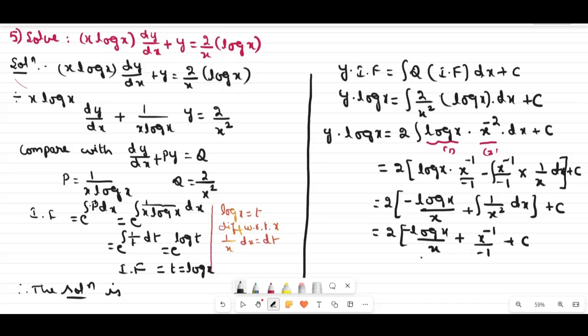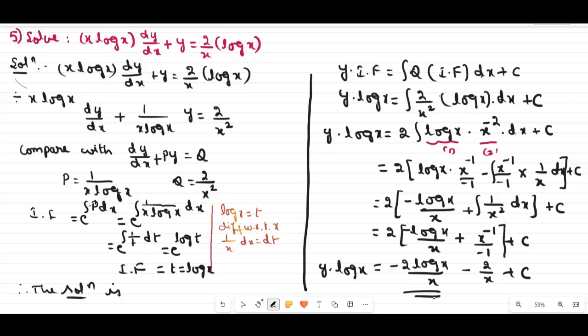After simplifying further, I will take this 2 inside. If you take this 2 inside, it becomes minus 2 log x by x minus 2 by x plus c. What is there on the left hand side? y into log x. So this is the final answer for the given differential equation.